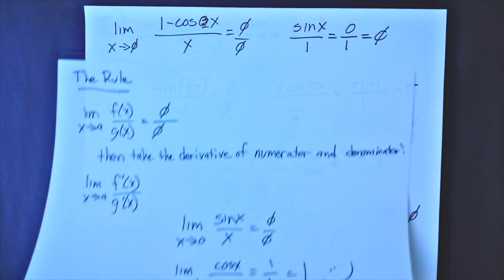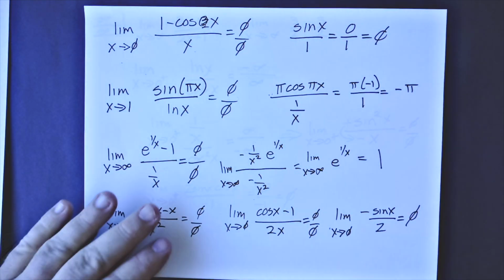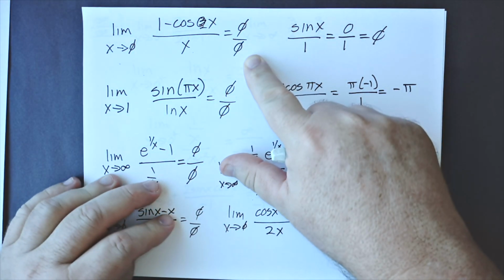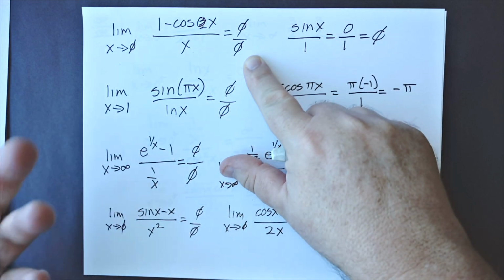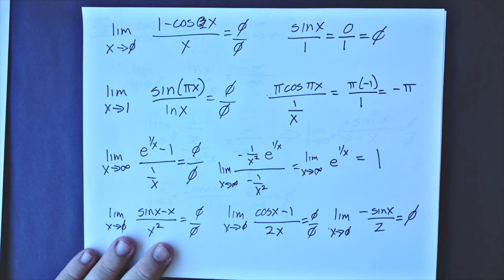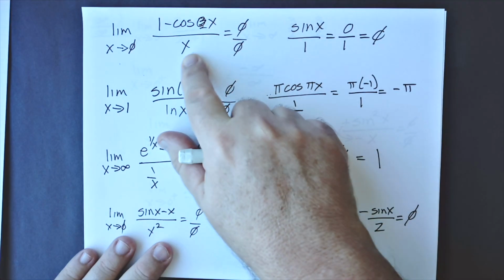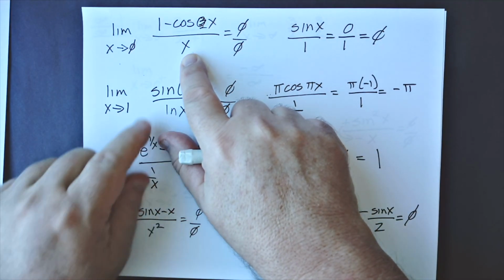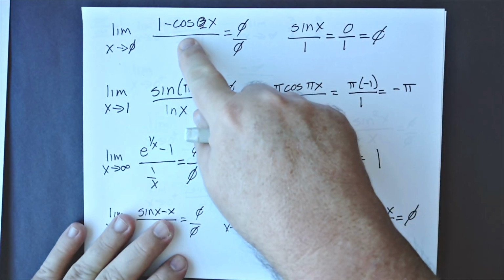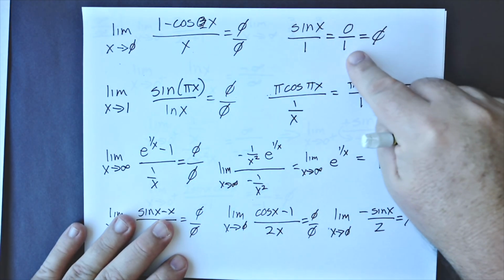So let's practice and see how this works. Here are 4 different problems. Remember, step 1 is always to make sure you get the indeterminate form. If you don't, then you have your answer, right? If you get an infinity, or 0, or a number, you don't need to use L'Hôpital's rule. So I have 1 minus the cosine of x over x. As x goes to 0, I get 0 over 0. Take the derivative. The derivative of 1 minus cosine x is sine x. The derivative of x is 1. 0 over 1 is 0.